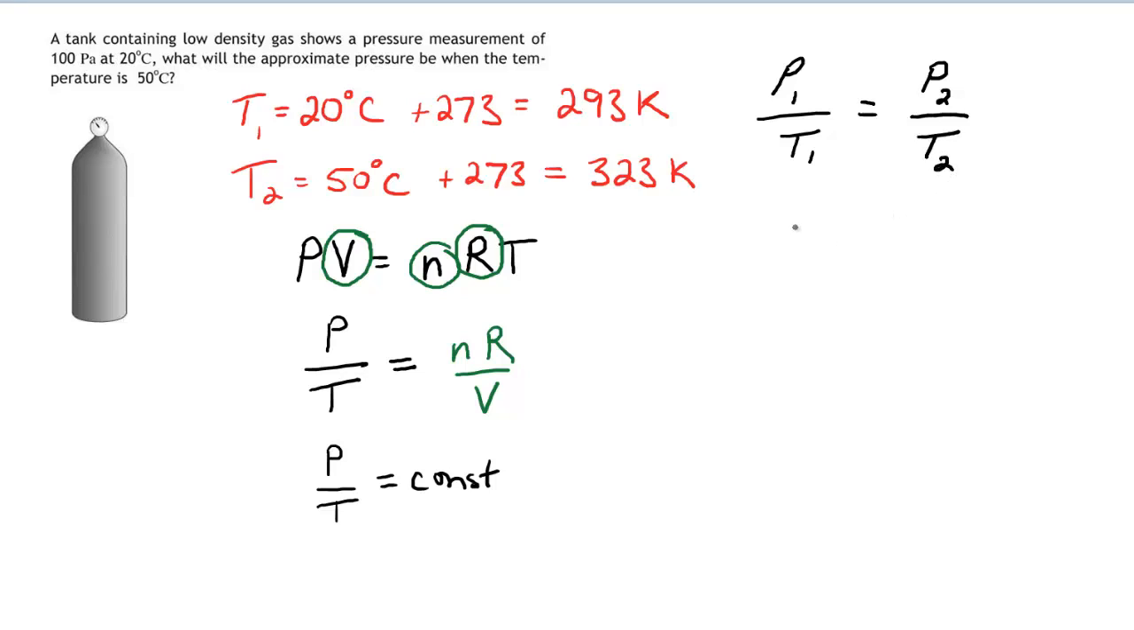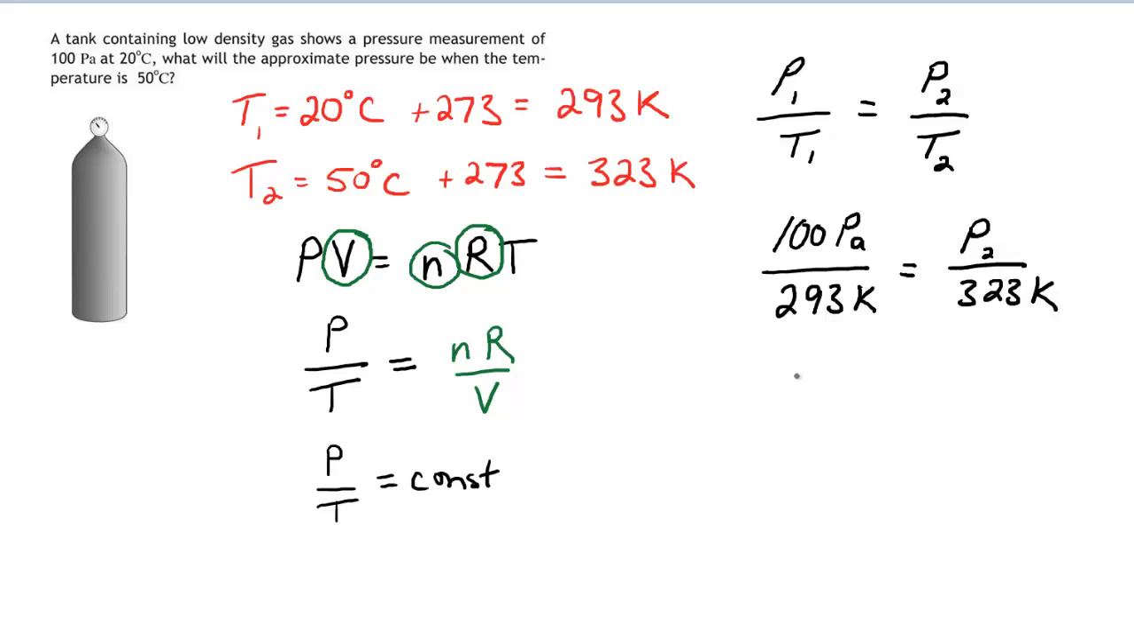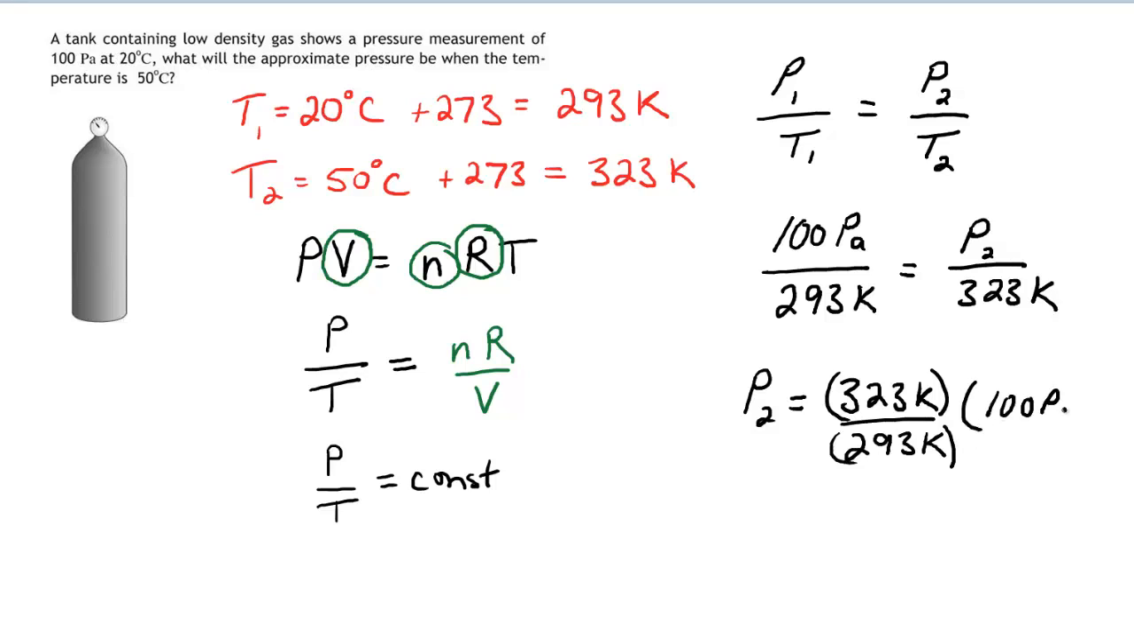Now if we plug in our variables, P1 is 100 pascals. T1 in Kelvin is 293 K. P2 is what we're looking for, and T2 is 323 Kelvin. And if I solve this for P2, I end up getting P2 is 323 Kelvin divided by 293 Kelvin, all times 100 pascals.